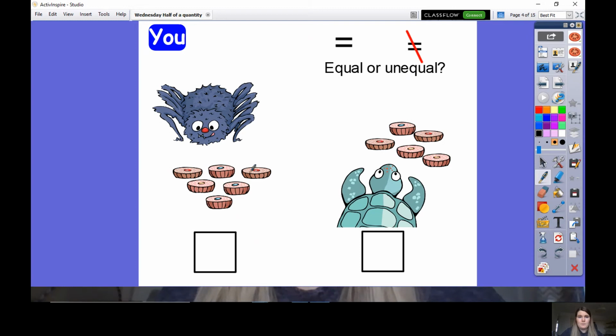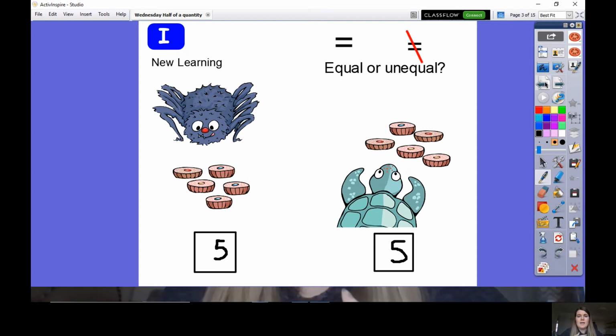However, let's look at this one. The spider has 1, 2, 3, 4, 5, 6 cookies, and the turtle has 1, 2, 3, 4, 5. Oh no. Well, the turtle's not going to be happy in this bit because we found an unequal amount. They are not the same number. They are not equal. They are unequal. Can you say unequal? Fantastic. And this is equal. Can you say equal? Fantastic.